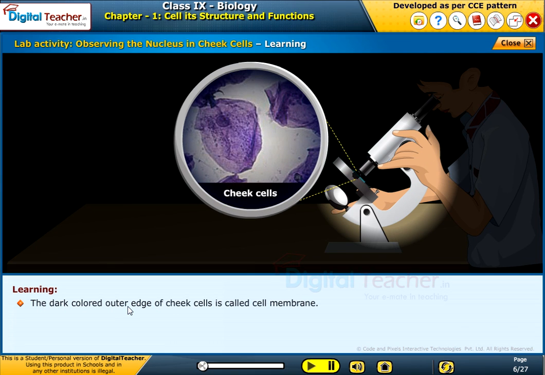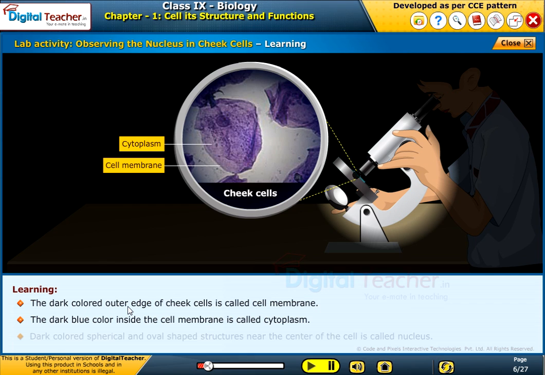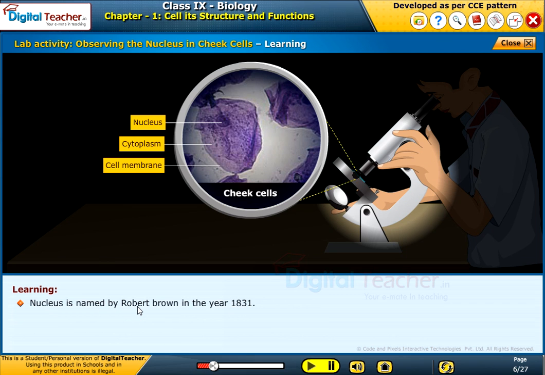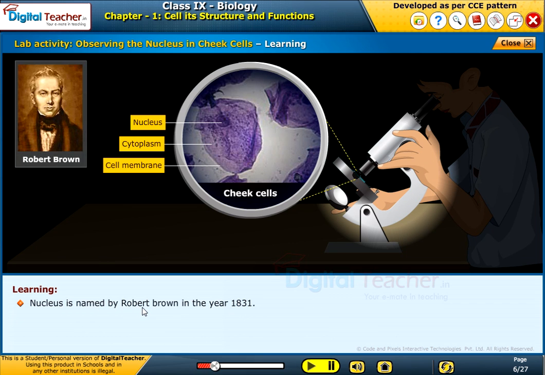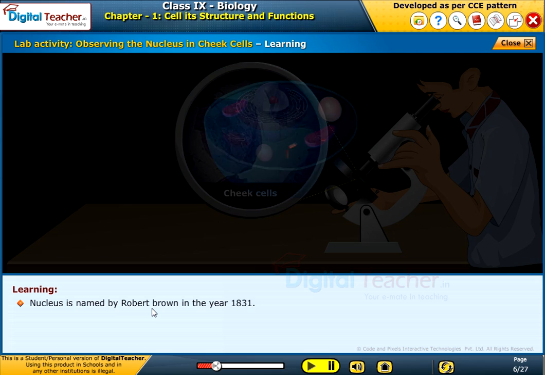The dark-colored outer edge of cheek cells is called cell membrane. The dark blue color inside the cell membrane is called cytoplasm. Dark-colored spherical and oval-shaped structures near the center of the cell is called nucleus. Nucleus was named by Robert Brown in the year 1831.